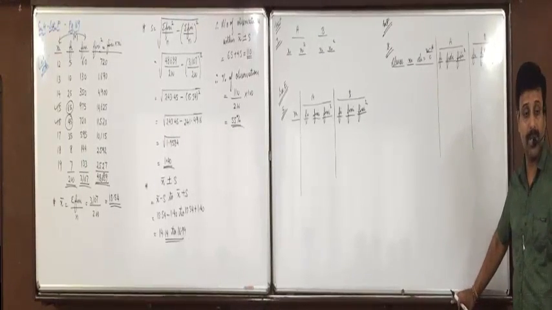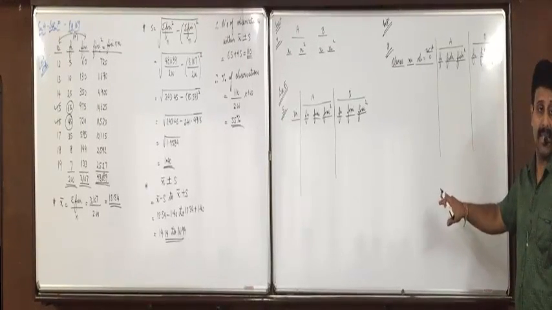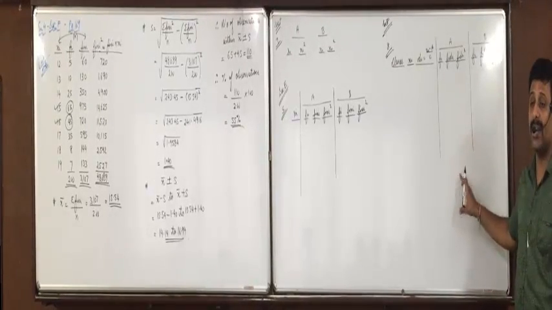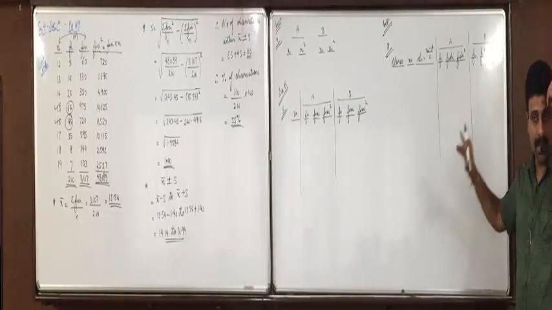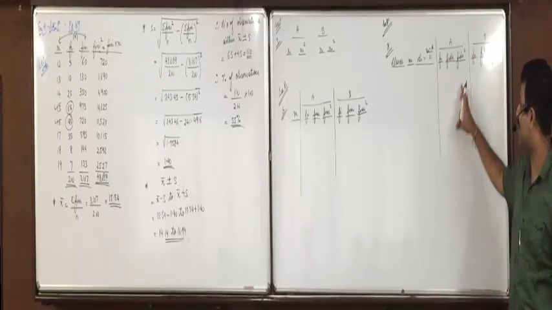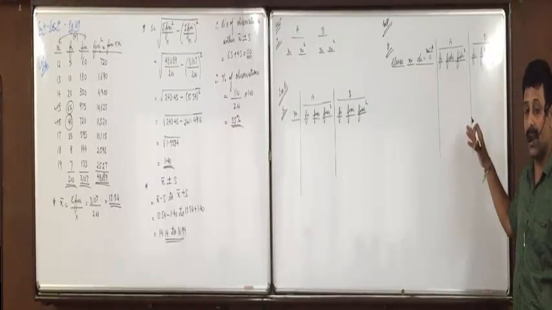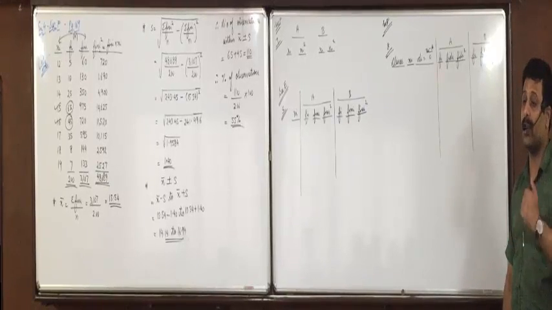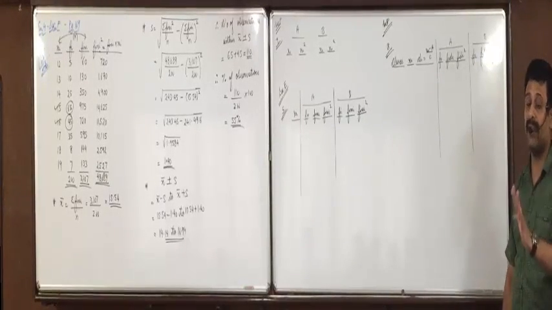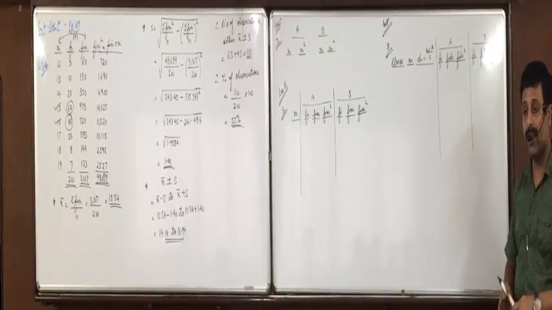Continuous frequency distribution: x bar is A plus sigma FI DI upon n into C. Then for standard deviation, square root of sigma FI DI square upon n minus sigma FI DI upon n whole square, outside the square root into C. And then for CV, S upon x bar into 100. And wherever you get more CV, that has more relative variation.